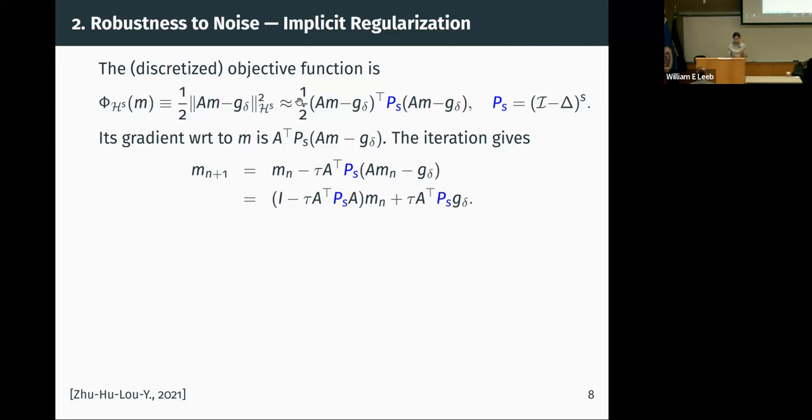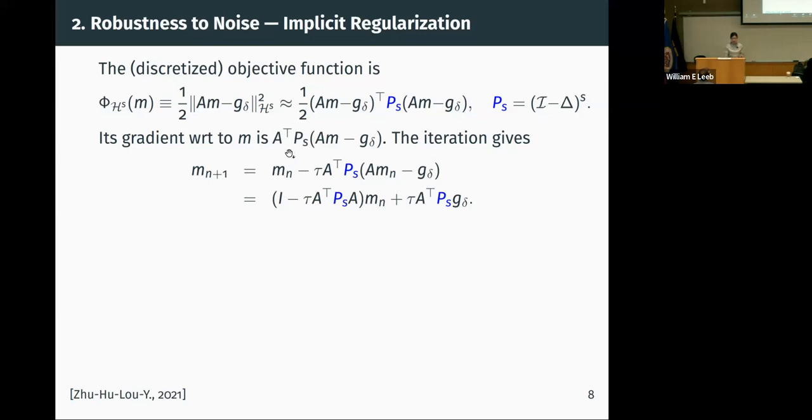Now, if we write down the HS norm in this way, some people may recognize it's in the form of a weighted least squares. After discretization, it's indeed a weighted least squares, although in the continuous setup it's a different functional space. But this weight matrix PS goes hand in hand with the choice of the HS norm. So you don't have a lot of freedom in terms of how it should look, because it is based on the HS norm.